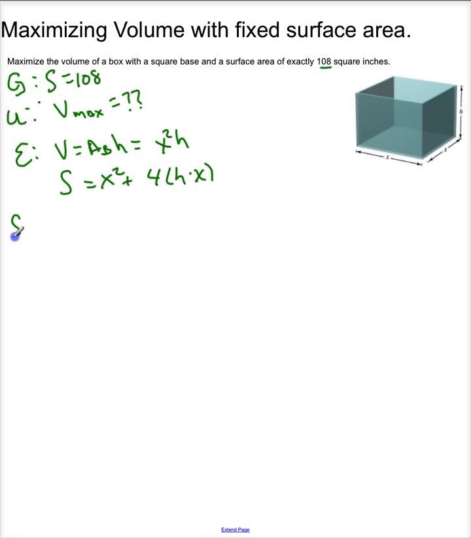Now, for s, I need to do some solving here. I need to get the volume in terms of one variable, and I can pick either x or h. Now, let's look at this. I cannot solve this for x explicitly very easily, so I'm going to solve it for h. And it turns out that h is equal to, and I'm just going to do this in my head, s minus x squared divided by 4x.